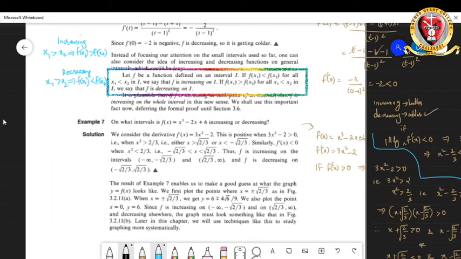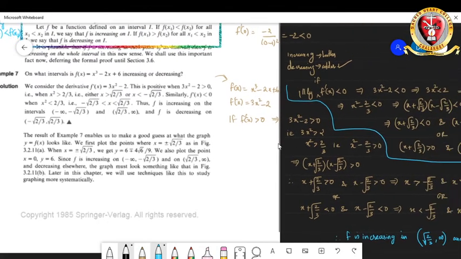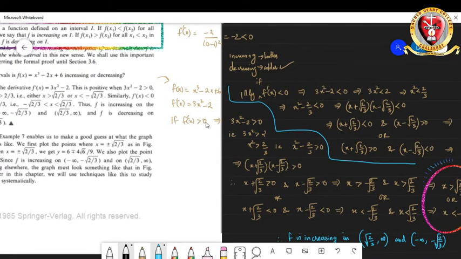Example 7 asks us on what intervals the function f of x equal to x cube minus 2x plus 6 is increasing or decreasing. So let's solve this example. We are given f of x equal to x cube minus 2x plus 6. Calculate f dash of x, which is equal to 3x square minus 2. We have to find where f dash of x is strictly greater than 0. For that, assume f dash of x is strictly greater than 0.